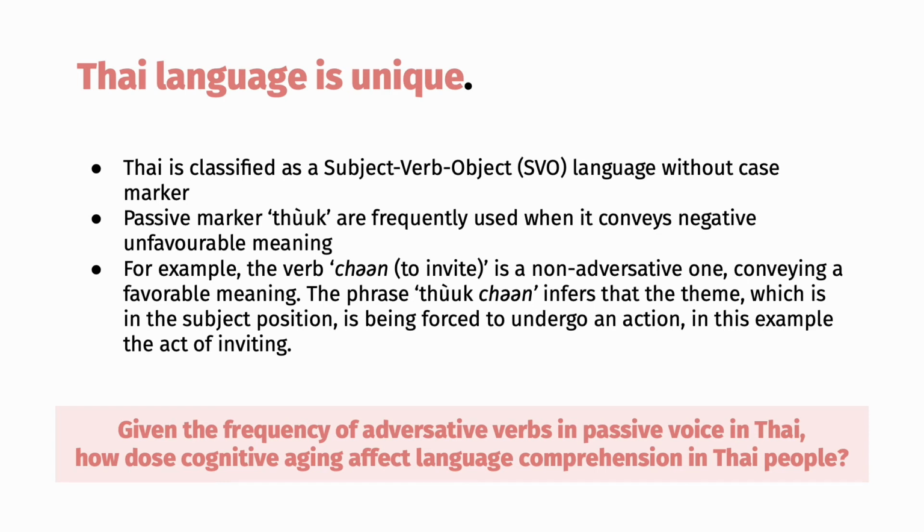Our research question is: how does cognitive aging affect language comprehension in Thai people? In the context of the Thai language, where adversative verbs are highly used and paired with passive voice construction, our hypothesis is that younger adults perform better than older ones on measures of accuracy and reaction time, and that performance on passive sentences with adversative verbs is more preserved than on passive sentences with non-adversative verbs.